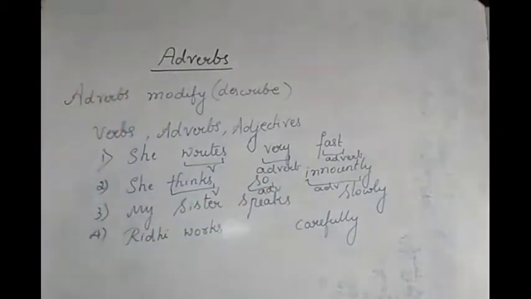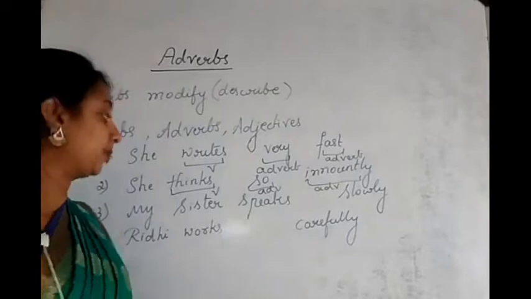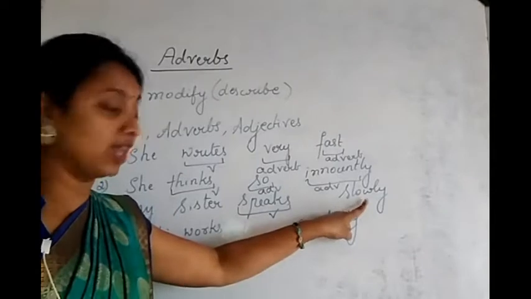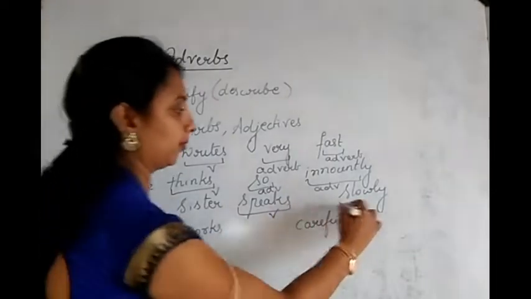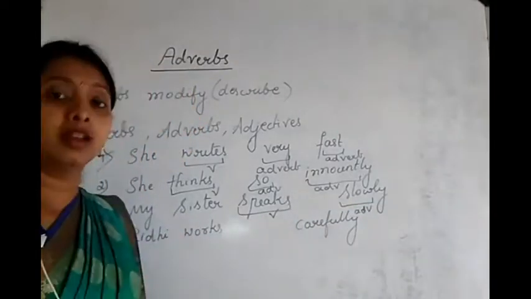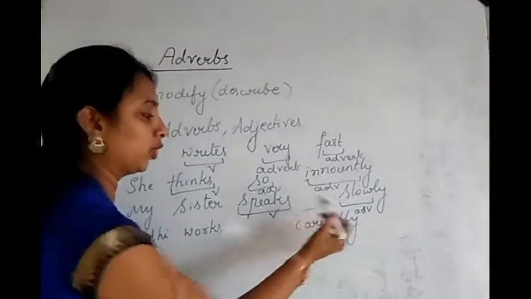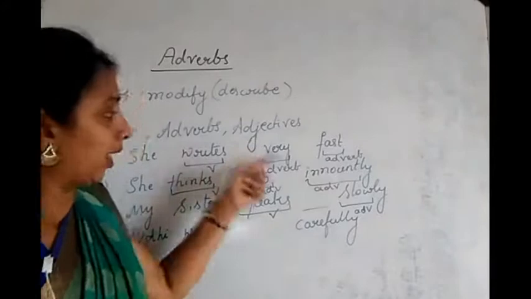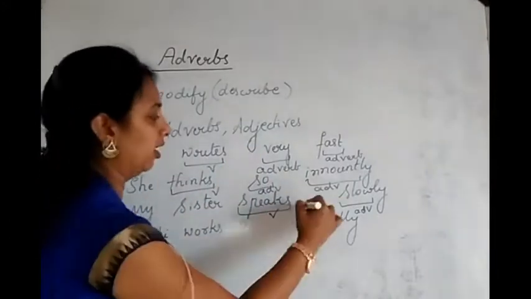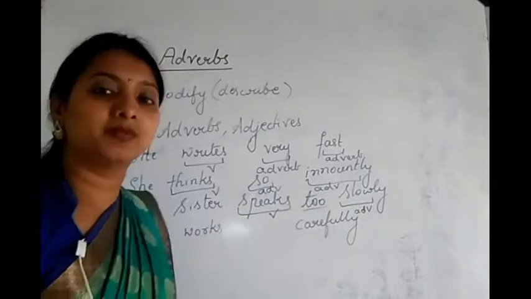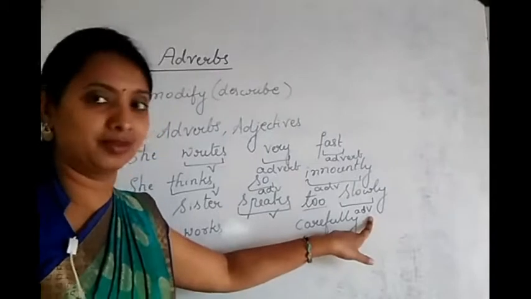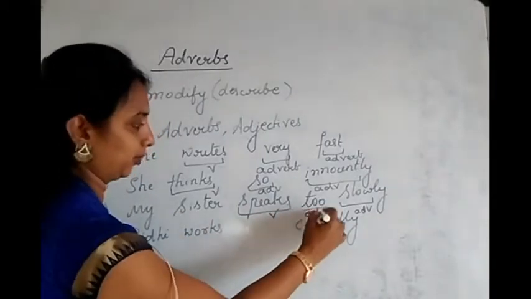Next one. My sister speaks slowly. My sister speaks. Speaks is a verb. This word is describing the verb. So, this is an adverb. Now, to modify this adverb we have to use one more word here. What can I use? I can say, my sister speaks very slowly. I can also say, my sister speaks too slowly. This too is also describing this adverb, modifying this adverb. This is also an adverb.